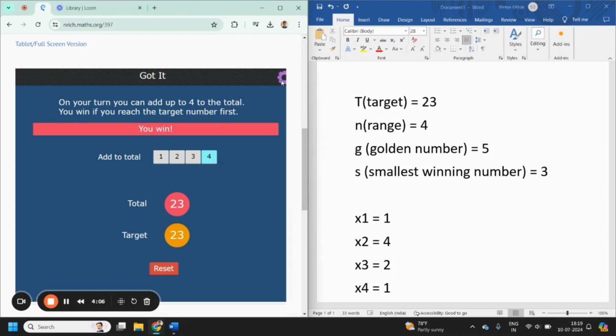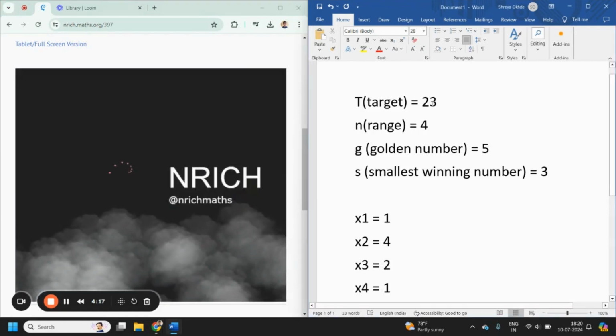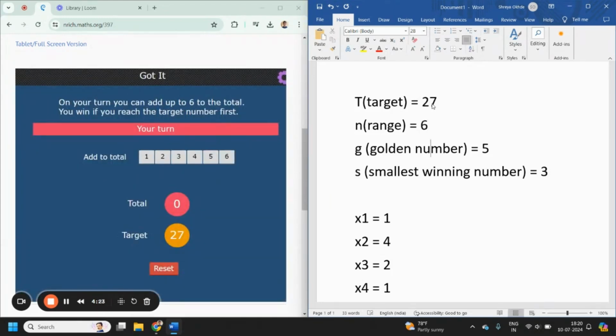Now let us change the target and the range. Target is 27 and the range is 6. Let's change the variables suiting the case. A simple way to calculate S is to divide the target T by G. The remainder is S. 27 divided by 7 is equal to 3, and we have remainder 6. So S is equal to 6.